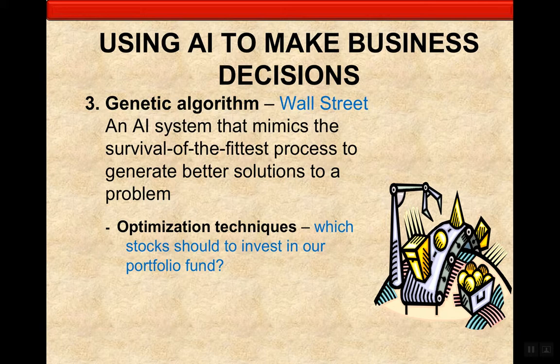Genetic algorithms. The idea, from an optimization perspective, is a survival of the fittest process to generate better solutions for a problem. Right? Which stock should we invest in for our portfolio? Think about the amount of data that gets processed within this. Being able to analyze that data to make a correct decision is very substantial.